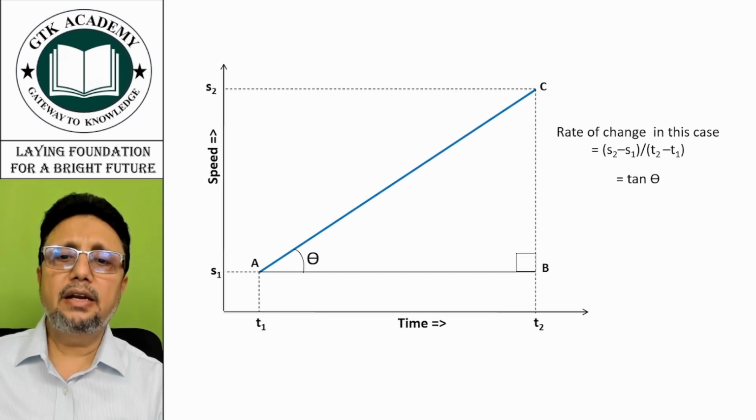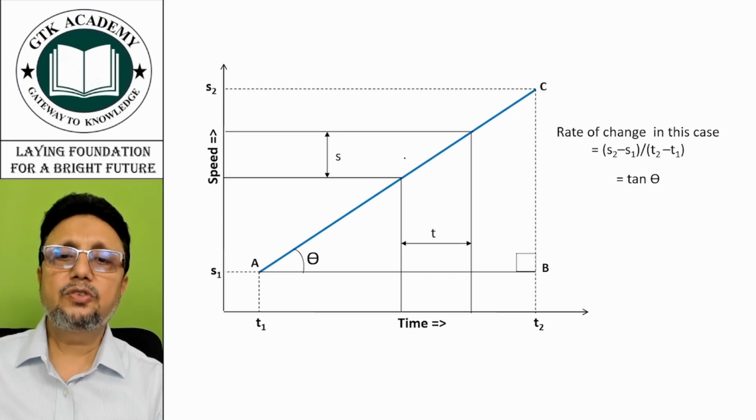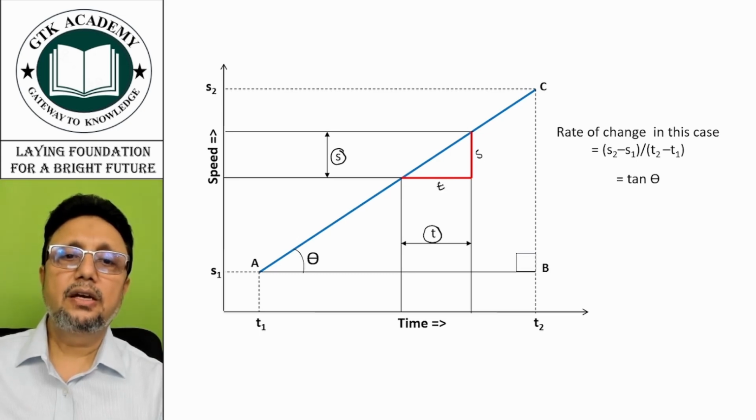Now you take any interval between T1 and T2, say an interval of T, and you find out what is the variation in speed for this time interval. For example, this variation is S. Now for this interval, what will be the rate of change? The rate of change will be S upon T. And now S upon T will be equal to tan of this angle, and this angle will also be theta, which is equal to tan theta.